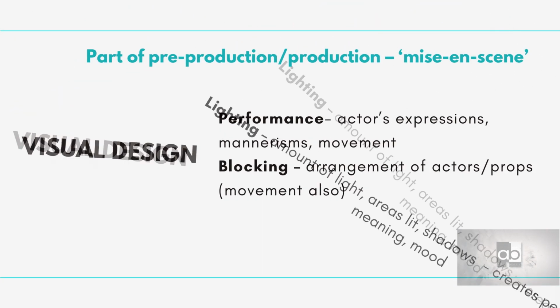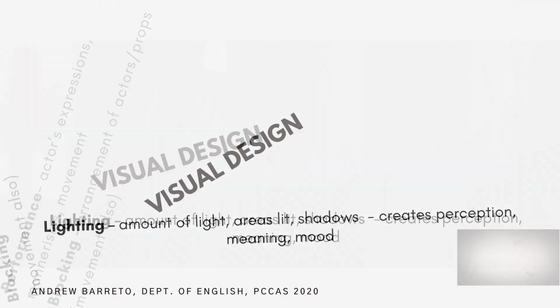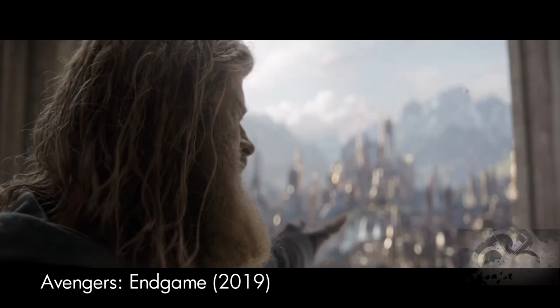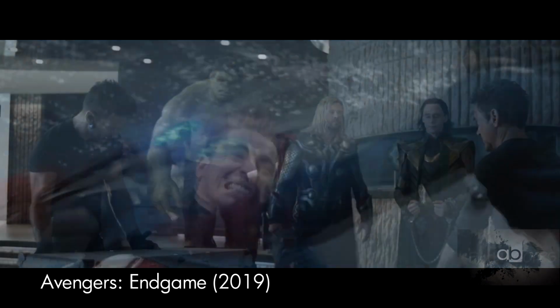Next, we have visual design. As I said before, this is where the mise-en-scene actually happens. It overlaps pre-production and the production stage, as the preparation needs to be done in the pre-production stage and the execution in the production. This segment includes the performance of the actor within a shot or a scene, as well as the blocking of a scene.